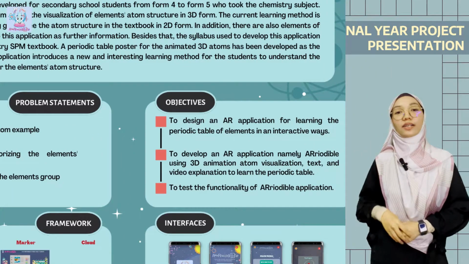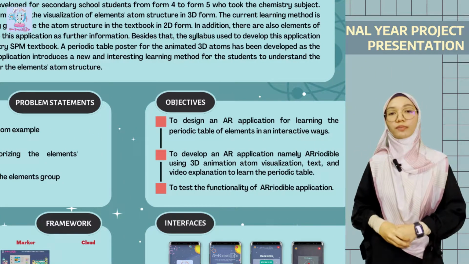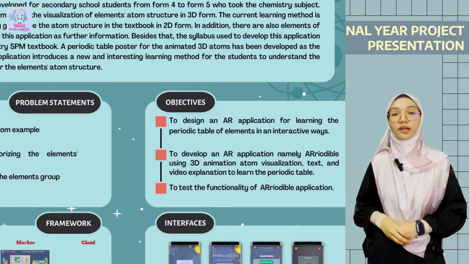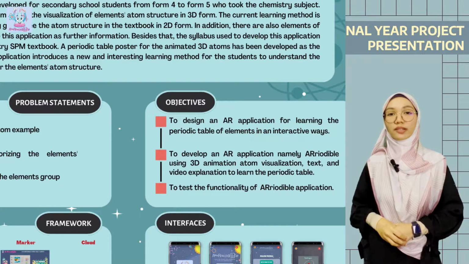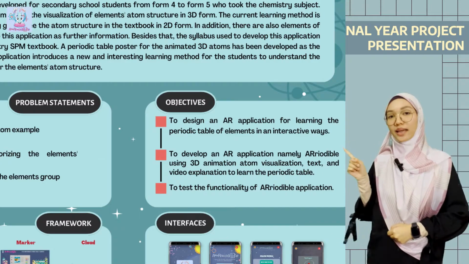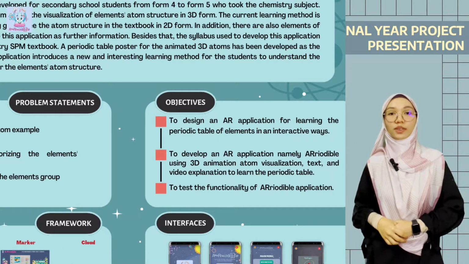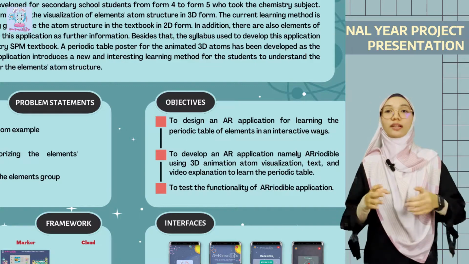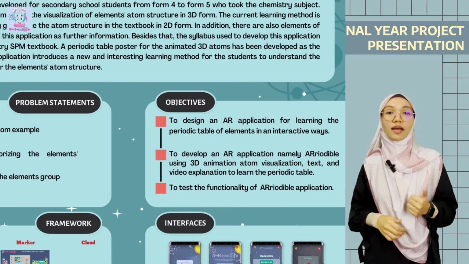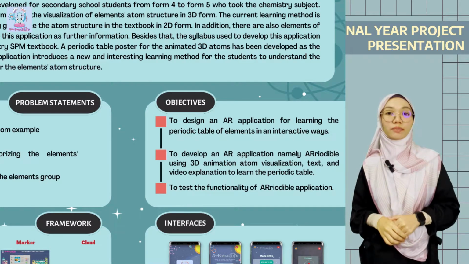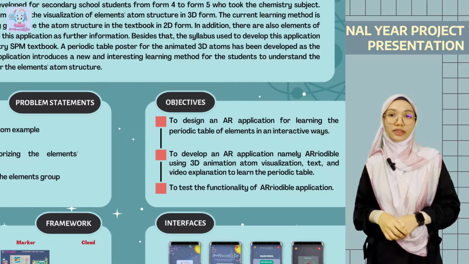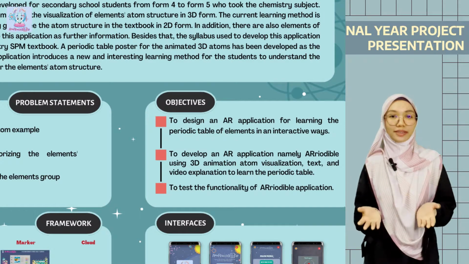Next, there are 3 objectives for ARriodible application. First, to design an AR application for learning the periodic table of elements in an interactive way. Second, to develop an AR application, namely ARriodible, using 3D animation atom visualization, text, and video explanation to learn the periodic table. Last one, to test the functionality of ARriodible application.